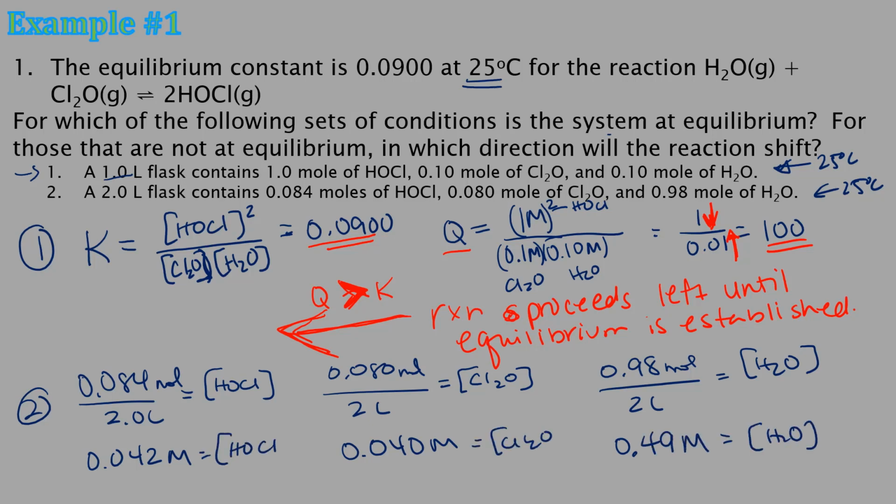If I plug those in for Q, it's going to be 0.042 squared divided by 0.040 times 0.49. So I get 0.09 as Q. Since this is exactly equal to K, that means this reaction is at equilibrium.